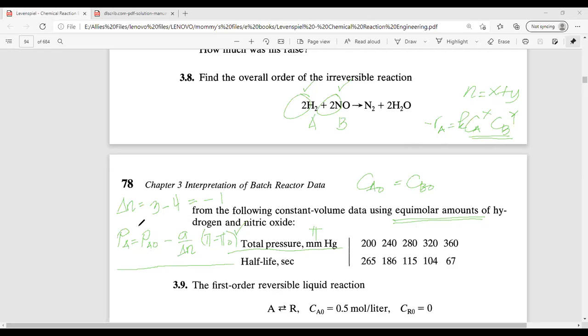If you know the initial partial pressure of A, this Pi O can be expressed in terms of this initial partial pressure of A. You'll be able to get the PA. If you get the PA, you can solve for the CA, which you will, of course, plot using the procedure that I have discussed just a while ago. So CA versus half-life should give you the order of the reaction with this info here that is given.